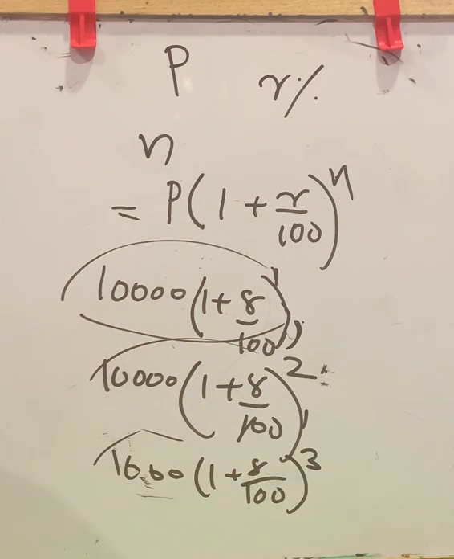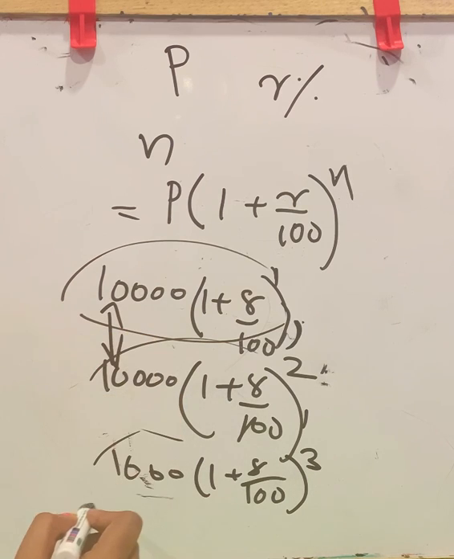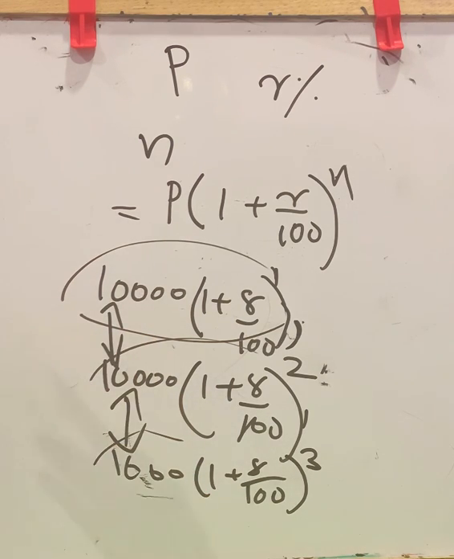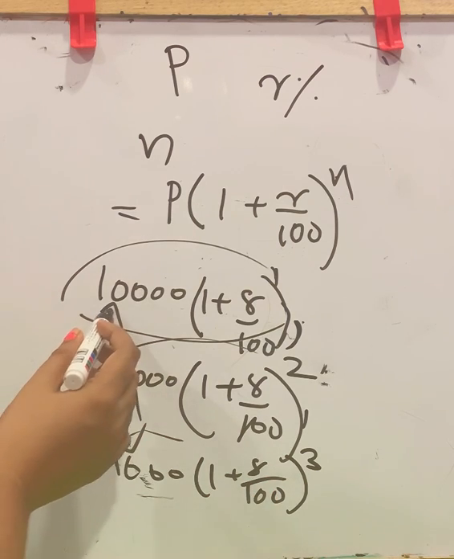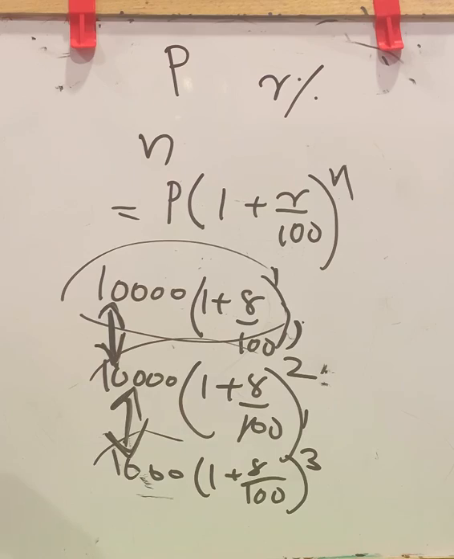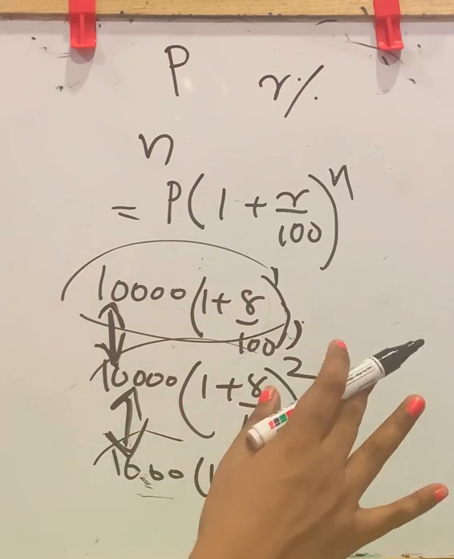But is it an AP or not? No, it is not an AP, because here the difference will not be equal to this difference. So there is no common difference. If you check, you can see the difference here will not be equal. You can verify it. So you can say this is not an AP.